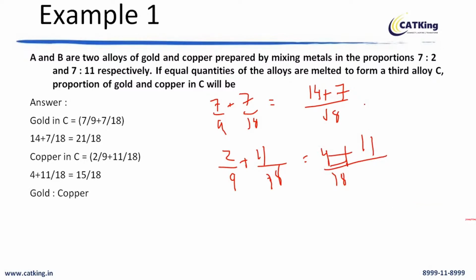15/18. So gold is to copper will be 21/18 is to 15/18. 18 gets cancelled. Your answer is 21/15. Right? Let's move on.